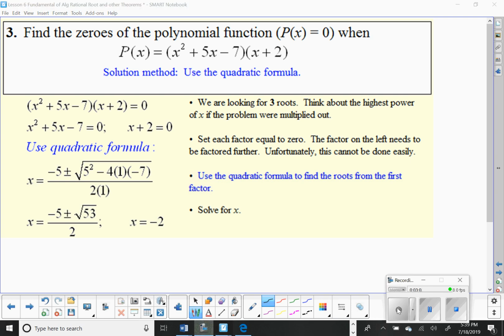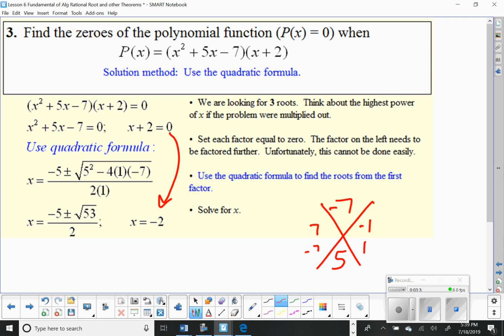Now, okay, finding the zeros of a polynomial, solution method, use the quadratic formula. Now notice here, I've got it already factored, and the linear factor is easy. I set that equal to 0. Boom. That's right down here. But this guy, if I'm looking for factors of -7 that add up to +5, well, they don't exist. -7 is either 7 and -1 or -7 and 1, neither of which works. So it's not factorable. Therefore, I use the quadratic formula.